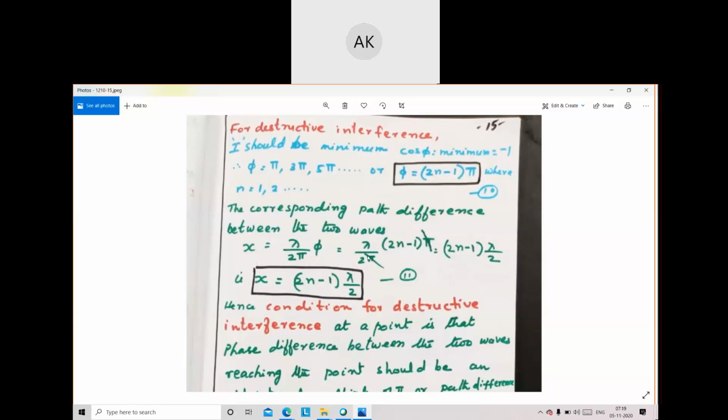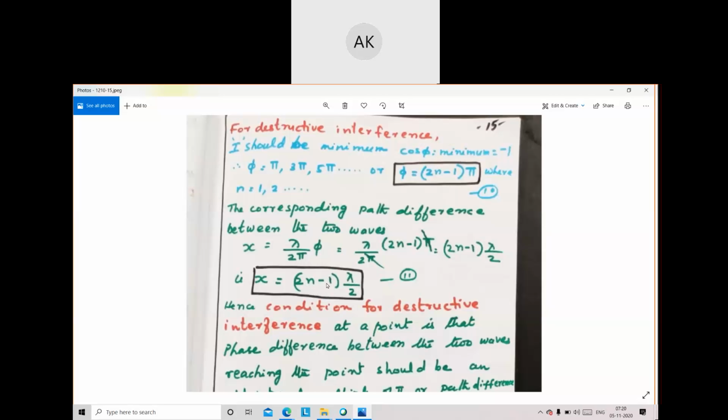So in the place of phi in lambda by 2 pi, we substitute this value, 2n minus 1 into pi. Pi and pi cancel and we get 2n minus 1 into lambda by 2. Therefore, path difference x equal to 2n minus 1 into lambda by 2. This comes from the odd integral multiple of pi. When you give n equal to 1, what do we get here? 2 into 1 is 2, 2 minus 1 is 1, lambda by 2. First we get lambda by 2.